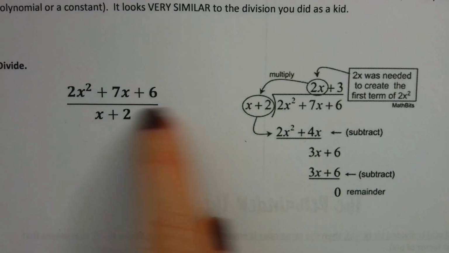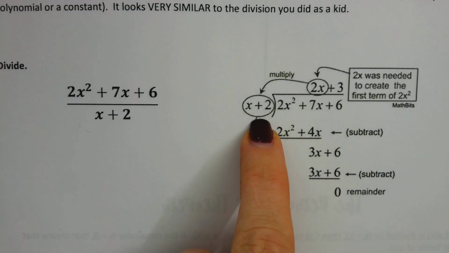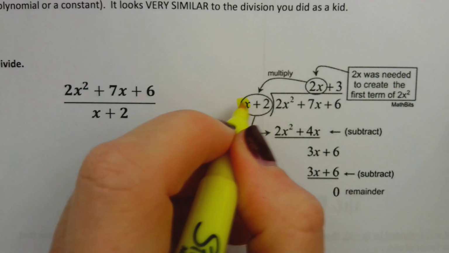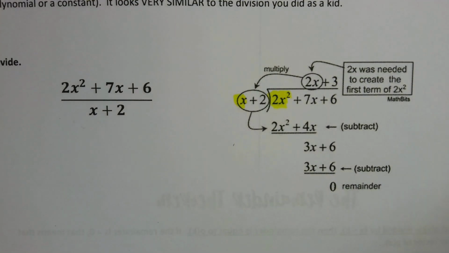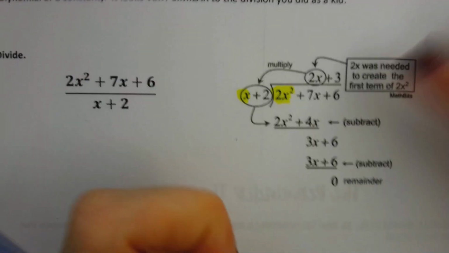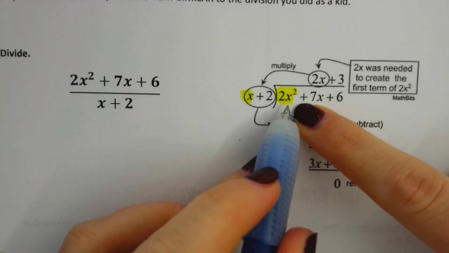So we took the top polynomial, we'll put it in our little division house. You take the bottom one, you put it outside, just like you do when you're doing normal division. Okay, and then first thing we do is we look at the first term here and the first term here. And we say, what do we need to multiply x by to get it to be a 2x squared?